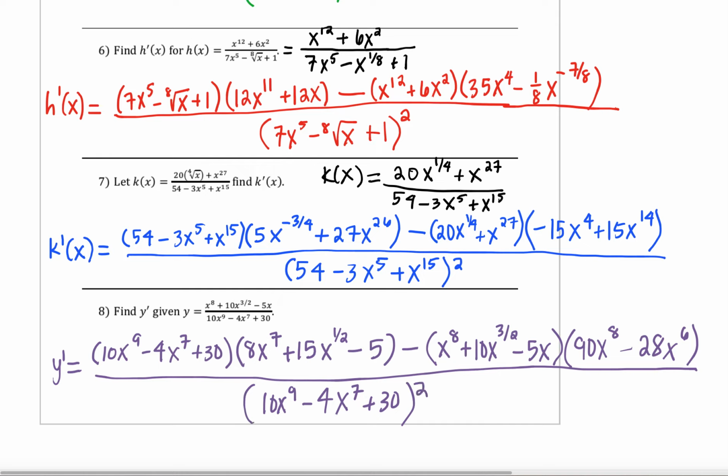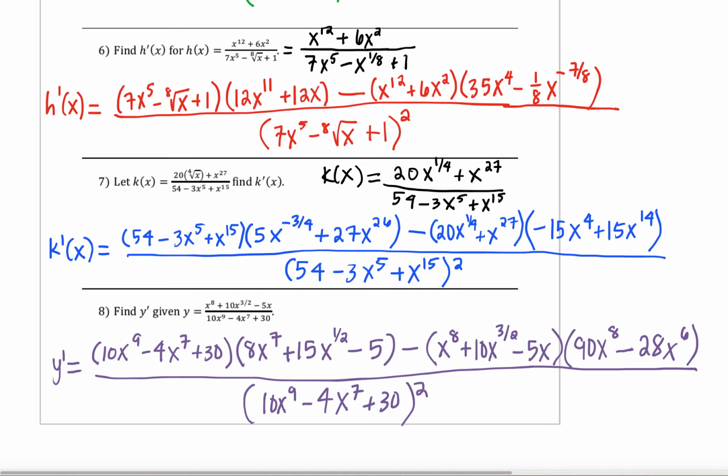So again, I've got low d high minus high d low all over low squared. Or the original denominator times the derivative of the top minus the original numerator times the derivative of the denominator, all over the original denominator squared. And that would be our quotient rule.